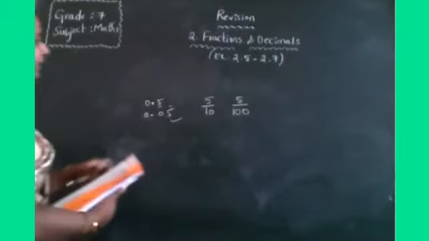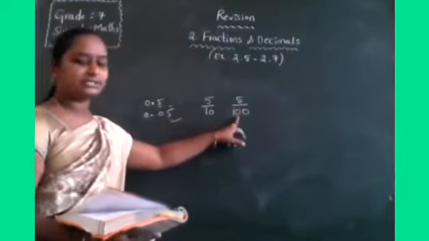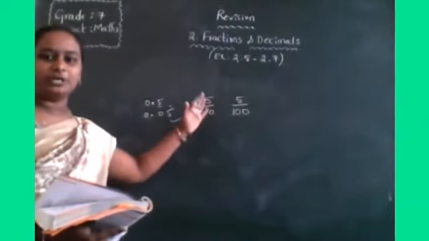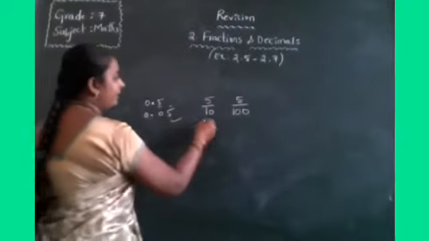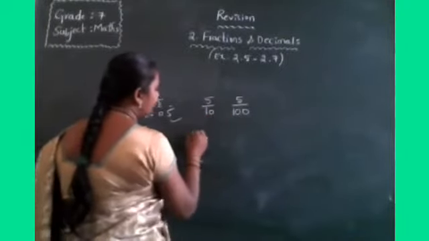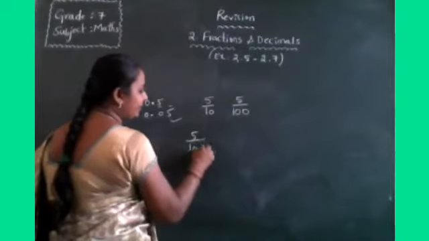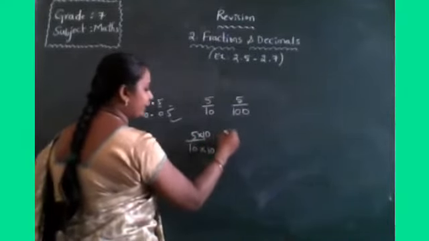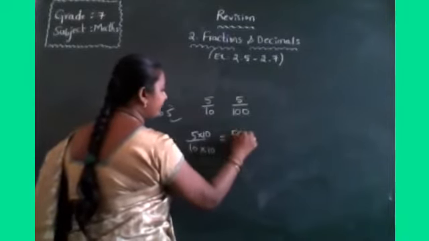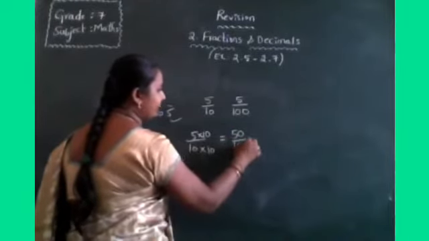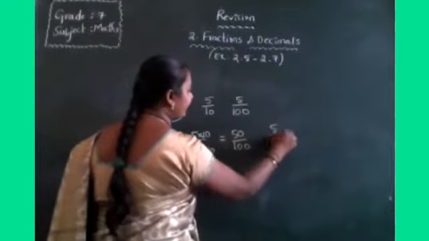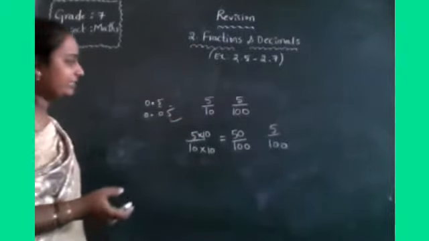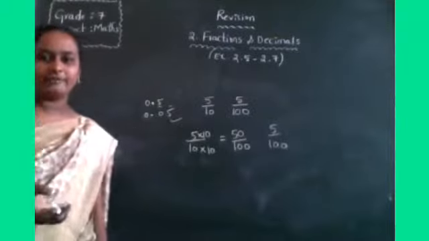Right. So here the denominators are 100, and here it is 10. So we have to convert them into like decimals. That is how we get 100 here. We have to multiply the numerator and the denominator by 10. Then only we will get 100 as the denominator. 5 into 10 is 50 by 100. So here we already have 5 by 100. Now the denominators are the same. Right. Now it is easy to compare which is greater.